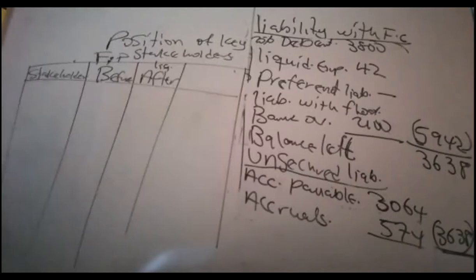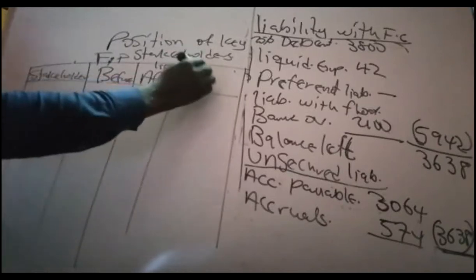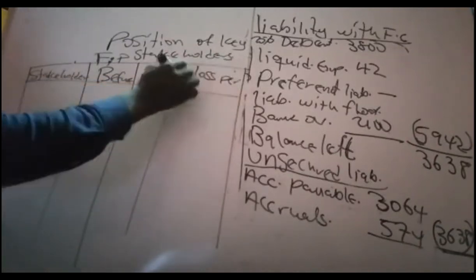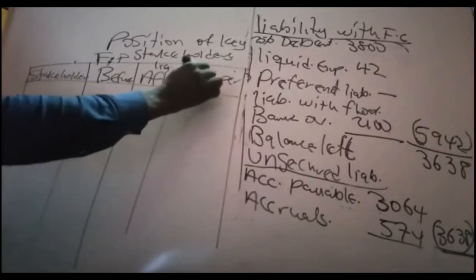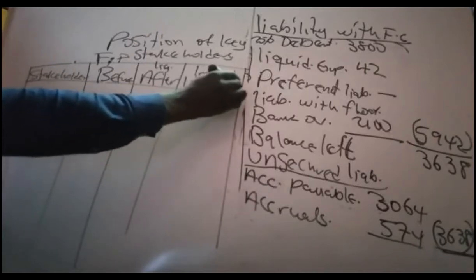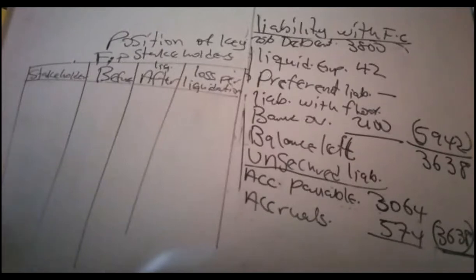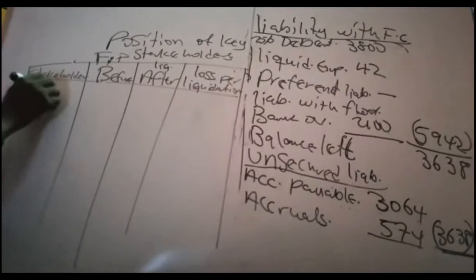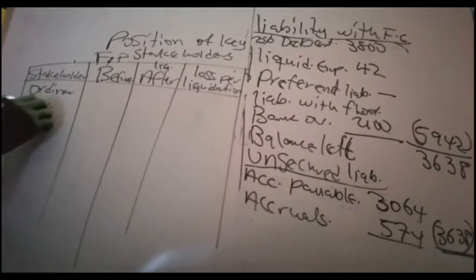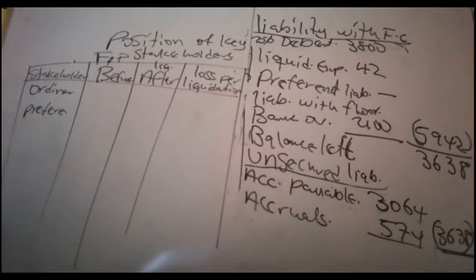Good. Loss per liquidation, so you put it in loss per liquidation. Write all the key stakeholders here. Probably I will start with ordinary shareholders, preference shareholders. Please write it in full. Ordinary shareholders, preference shareholders. Then I'll go to all the liabilities.